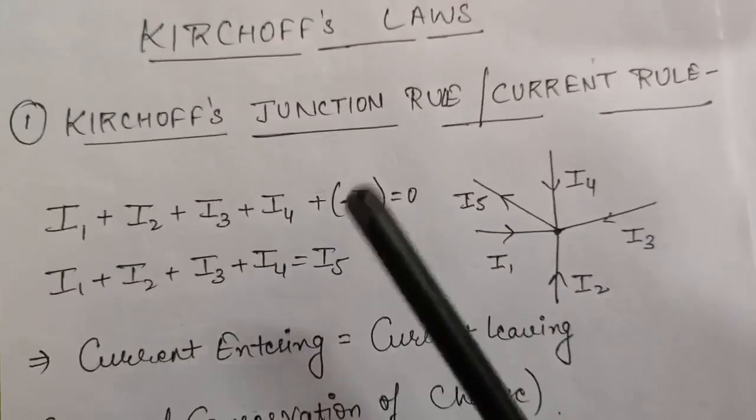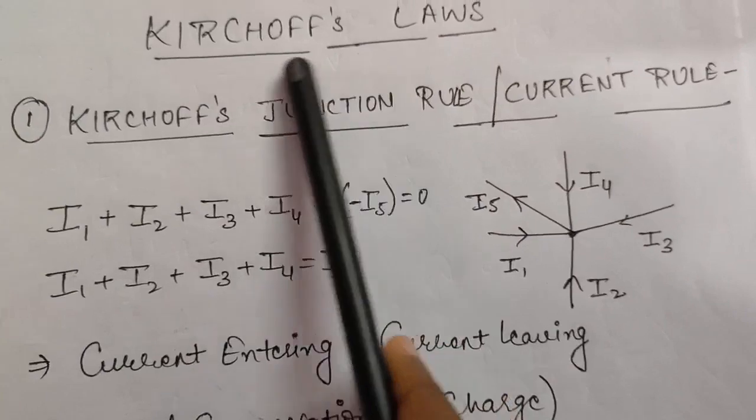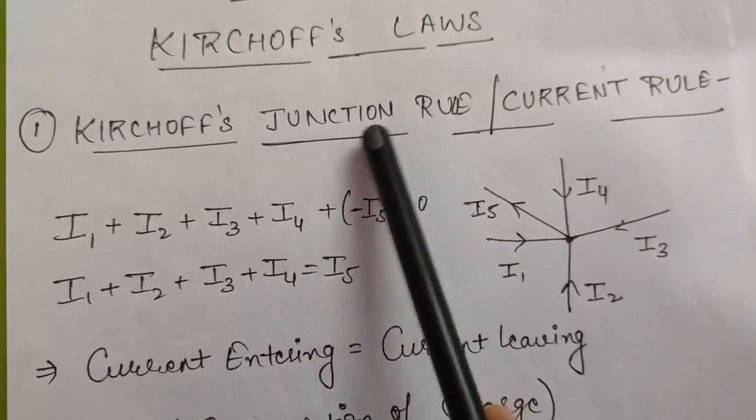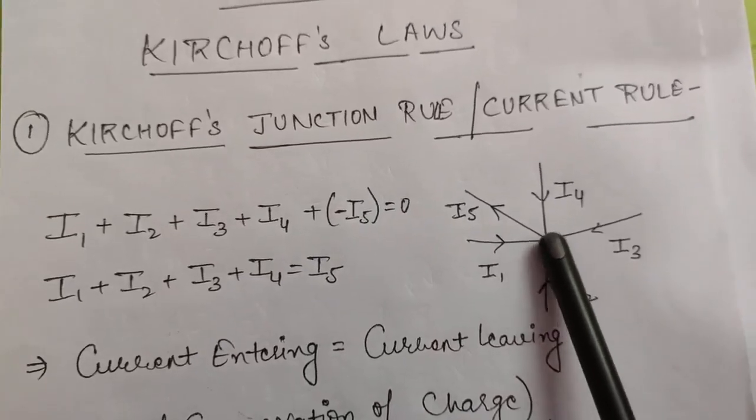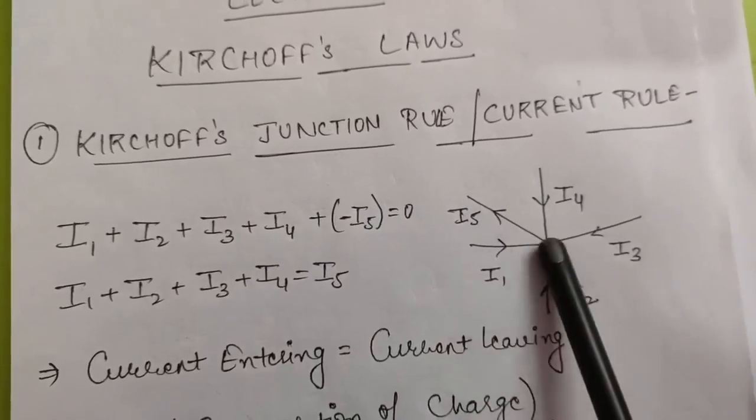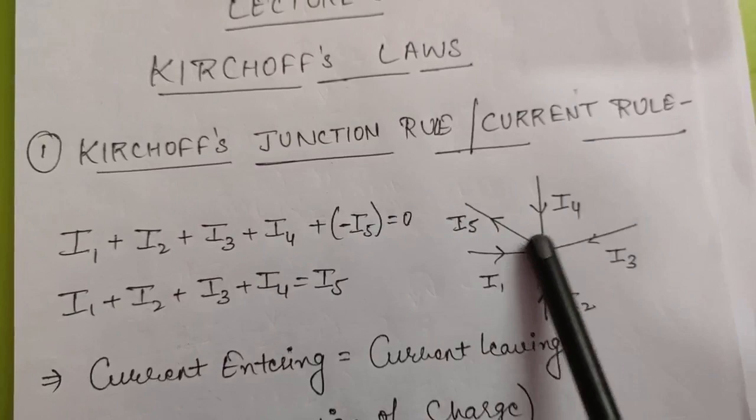First of all, what do you mean by junction? Junction means a point where two or more things meet. For example, in this diagram, this point will act as a junction because here many wires are meeting. So this is a junction point.